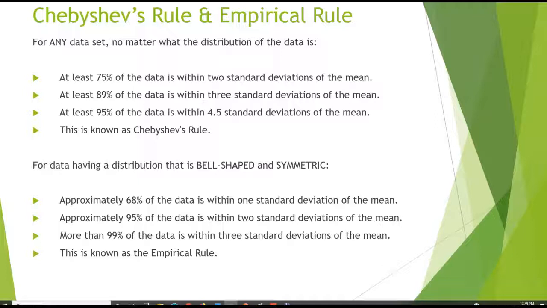Now, when you have a distribution that is bell-shaped and symmetric, and that's very important, then this is known as the empirical rule. What it says is that approximately 68% of the data is within 1 standard deviation of the mean, 95% of the data is within 2 standard deviations of the mean, and 99% of the data is within 3 standard deviations of the mean. So keeping these rules handy can be helpful as you are analyzing the data in our class.